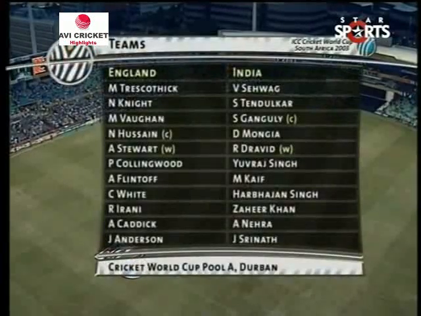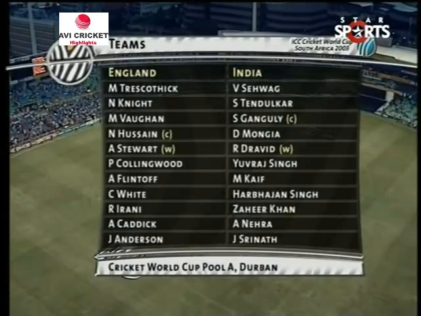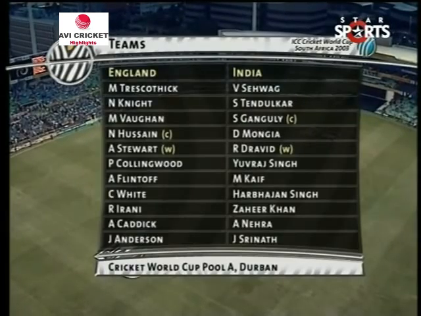India won the toss, decided they would bat first. Those are the teams: Sehwag and Tendulkar at the top of the order, Ganguly, Mongia, Dravid, Yuvraj Singh and Mohammad Kaif. 7 specialist batsmen on the Indian side. Then the off-spinner Harbhajan Singh, the seamers Zaheer Khan, Ashish Nehra and Javagal Srinath.